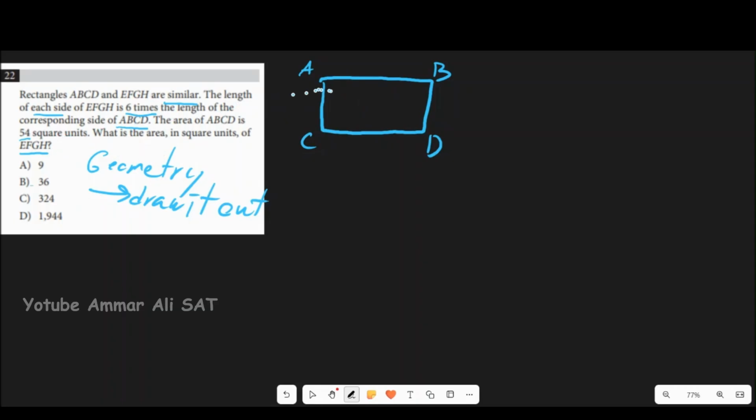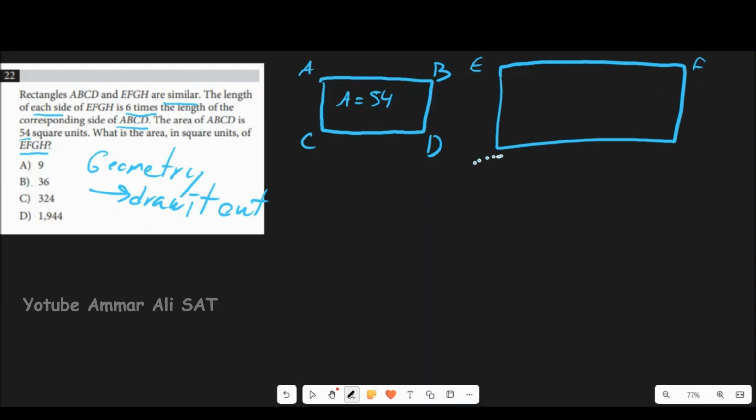Anyways, so we know that the area is equal to 54 square units. It doesn't really matter about the units because it's not a metric unit, and they're not asking for any sort of dimensional analysis, so we don't care. Now we have some other big rectangle, not drawn to scale, where we have E, F, G, and then H, and we know that the length of each side on EFGH is 6 times the length of the corresponding side on ABCD.